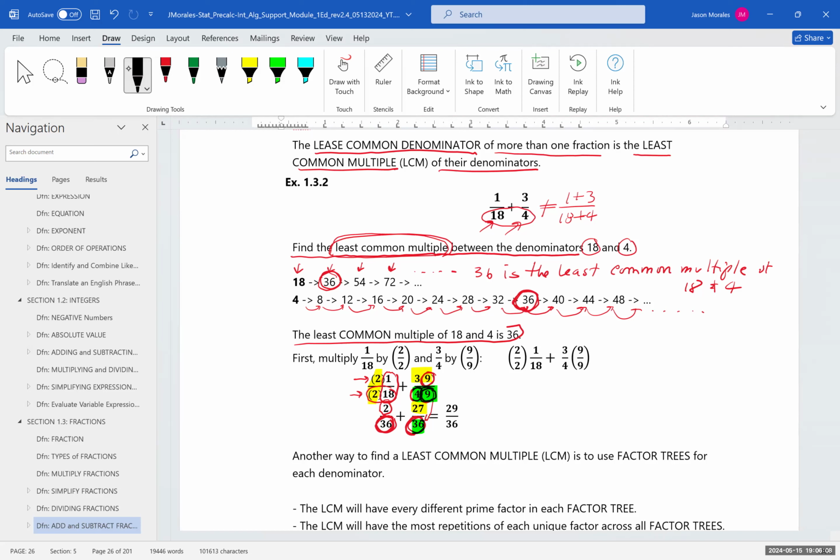And so now with our denominators both equal, we have common denominators, we can now add these two fractions. And so 2 plus 27 gives us 29, and that's over our common denominator of 36. So 1 over 18 plus 3 over 4 is equal to 29 over 36. Now this can't be reduced because 29 is a prime number, and 36 does not have 29 as a factor, so we're not going to be able to simplify anything here.